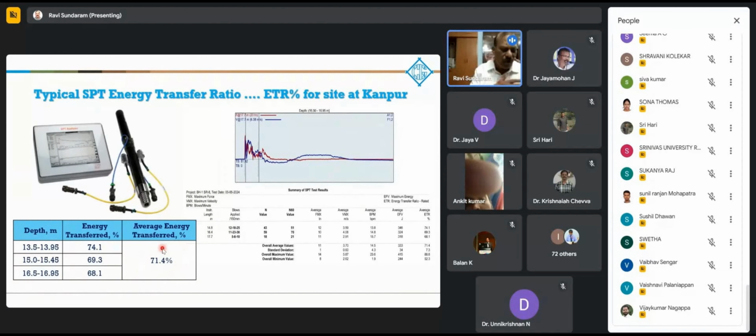Now if your SPT value is say 20, then you'll have to correct it for 60% energy transfer, so it will increase a bit. So 71 divided by 60, that would be the increase.